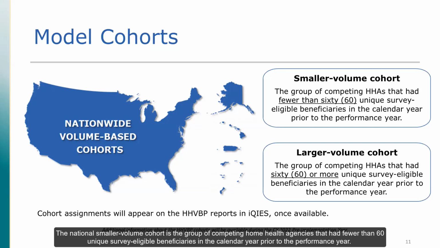The national smaller volume cohort is the group of competing home health agencies that had fewer than 60 unique survey-eligible beneficiaries in the calendar year prior to the performance year. The national larger volume cohort is the group of competing home health agencies that had 60 or more unique survey-eligible beneficiaries in the calendar year prior to the performance year. Home health agencies will be able to identify their cohort assignment on the HHVBP report via iKeys once they're available.